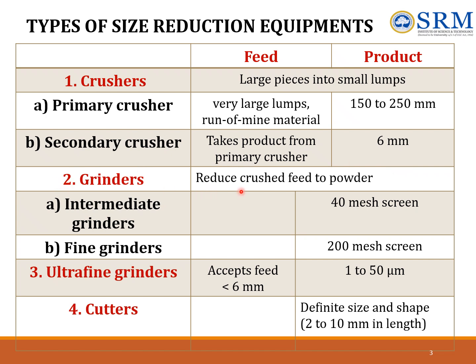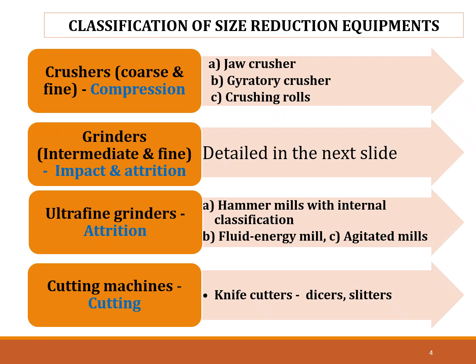Grinders crush the feed to powder. Here the input is from the crusher and it makes it into a powder form. There are two types of grinders, intermediate grinders and fine grinders, where again the particle size of the product varies. The third one is ultra fine grinders, which take a feed of less than 6 mm and give products in the micrometer range. Next are cutters, which cut particles to a uniform size and shape, and you can expect a length of 2 to 10 mm from these cutters.